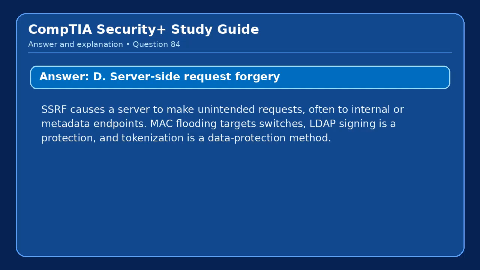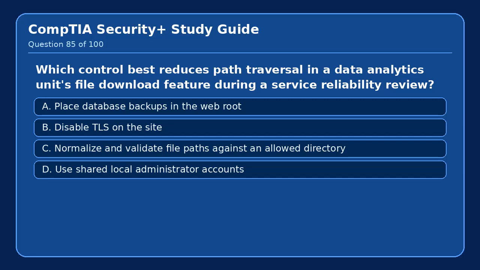Question 87. A public site for a call center is overwhelmed by traffic from thousands of sources. Which mitigation is strongest for the next maintenance window? A. Publish database credentials for transparency. B. Move all backups to the web server. C. Disable MFA for administrators. D. Use DDoS scrubbing or CDN-based protection. Take a moment to choose your answer.